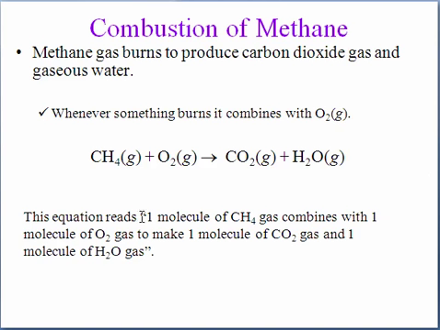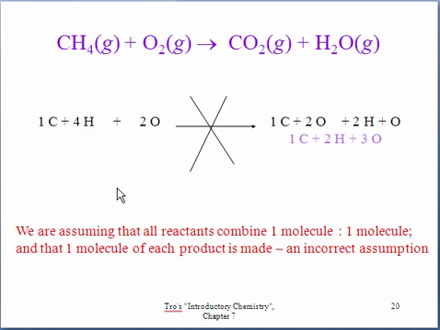So how do we read this equation? As it stands now, this says 1 molecule of methane gas combines with or reacts with 1 molecule of oxygen gas to make or to produce 1 molecule of carbon dioxide gas and 1 molecule of water gas. Well, we read it correctly. However, if we remember our conservation of mass, this equation is not correct.